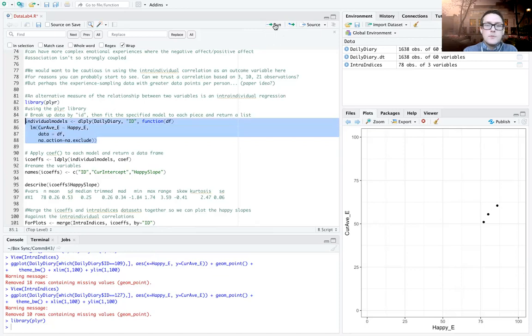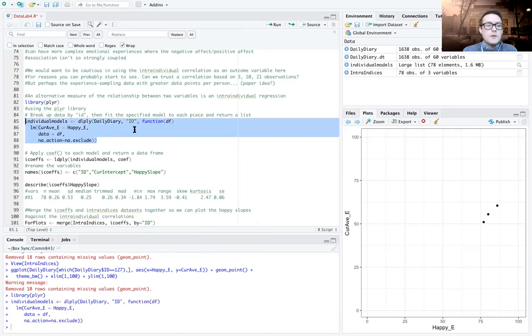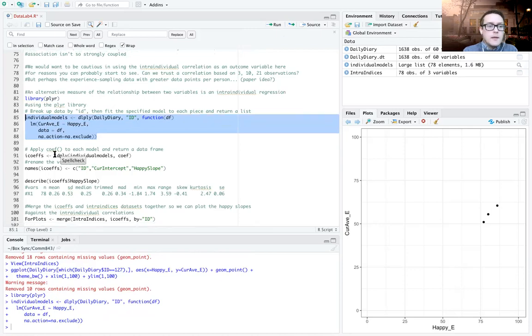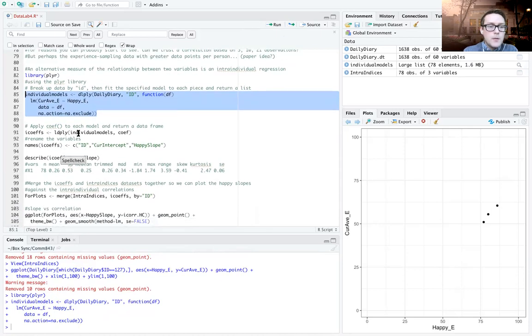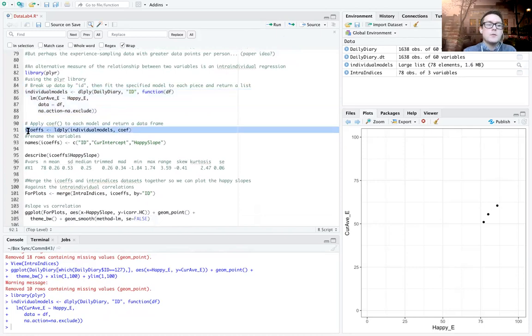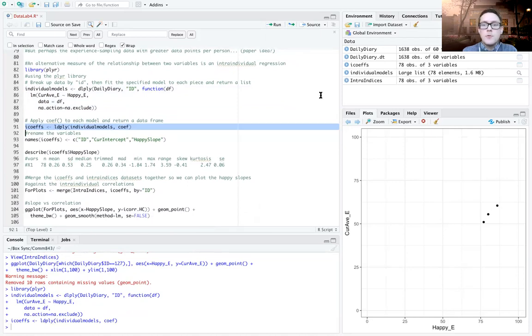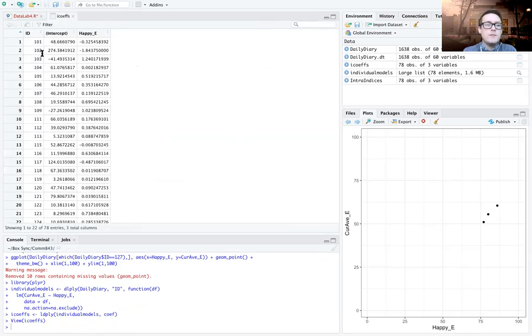Okay, so I did that. And then now I'm putting it into a data frame called intra-individual coefficients, or icofs. And I'm taking the coefficients, so you're going to get the intercept and the slope from your regression. So if we were to open up that data set, you would see you have your ID variable, your intercept. And remember from regression, your intercept is just the mean of your outcome variable when everything else is 0. So this would be your mean curiosity.